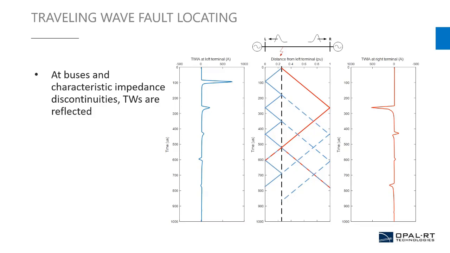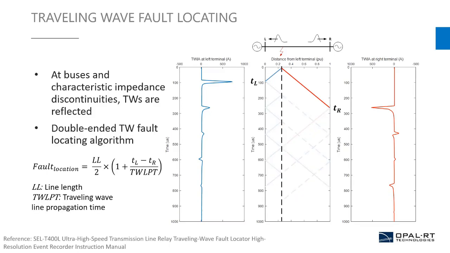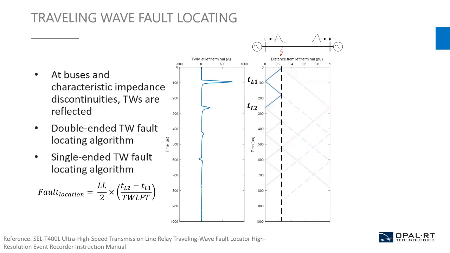The traveling wave-based protective relays, such as the SEL T400L, have two different fault locating algorithms based on traveling waves. The first one is the double-ended fault locating algorithm, and the other one is single-ended. In the double-ended algorithm, the relay uses the information from both ends of the line. So this would require a communication media between the two substations. In this case, the relay would detect the arrival time of the traveling wave from the fault location and exchange this information with the other relay. Based on the time difference between the two arrival times, the relay will be able to calculate the fault location.